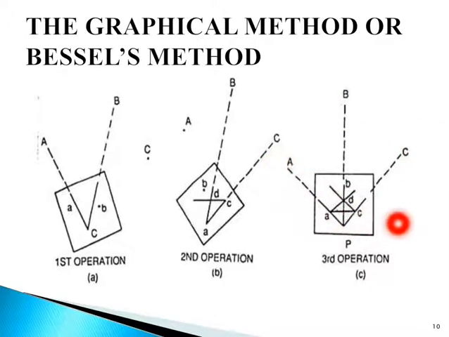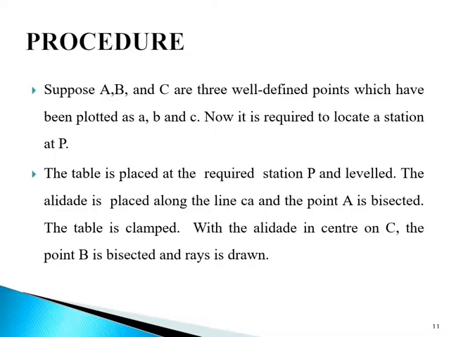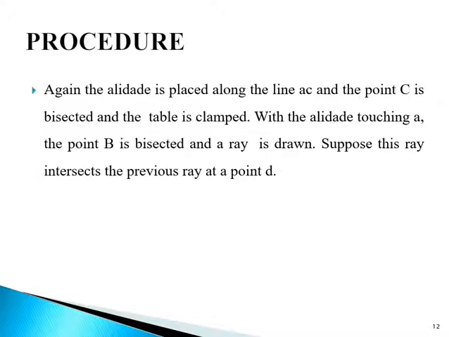These three rays must meet at a point P. So point P will be here, which is the required point on the map, and this point is transferred to the ground by U-fork and plumb bob. So by this method the station point P is marked on the plane. This is the graphical method. Here is the procedure, so you can write down the step by step procedure from here.